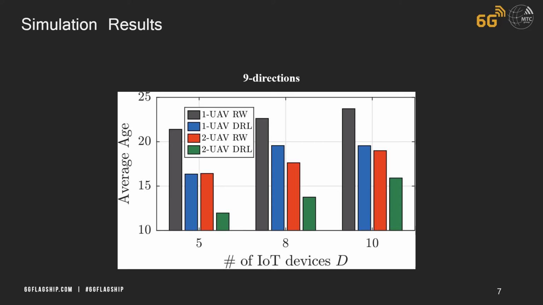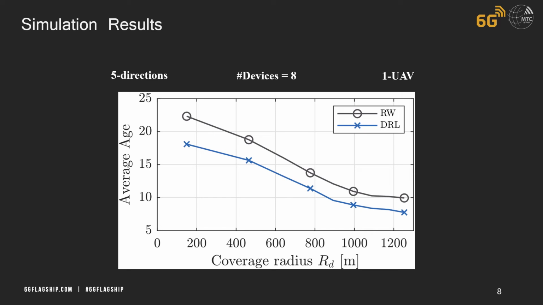In addition, when we increase the number of devices that are served by one UAV or two UAVs, the overall average age of information increases because each UAV can only serve one device at a time. As the transmission power increases, the coverage radius increases, and now the UAV can communicate successfully with very far devices, and this decreases the overall average age of information. And of course, the proposed deep reinforcement learning algorithm always outperforms the random walk.